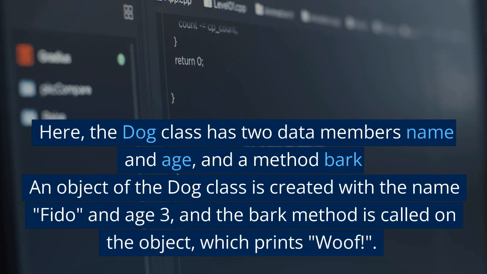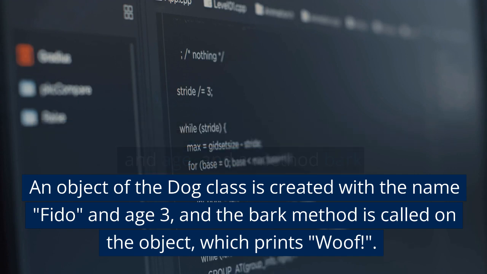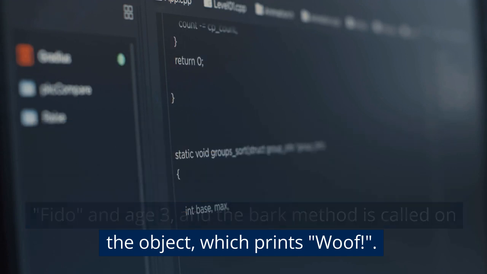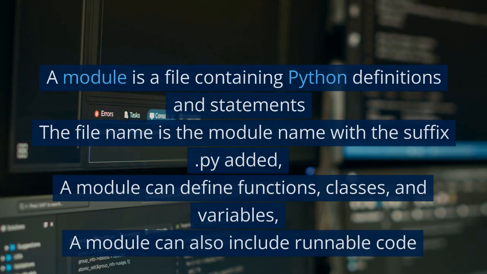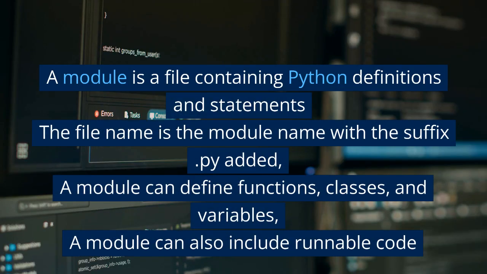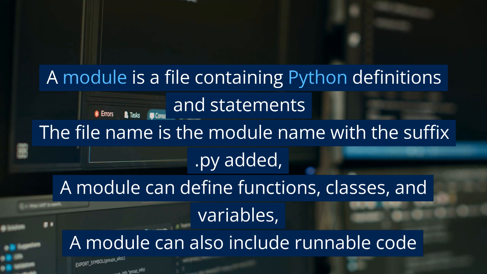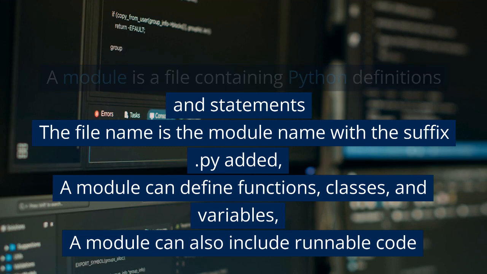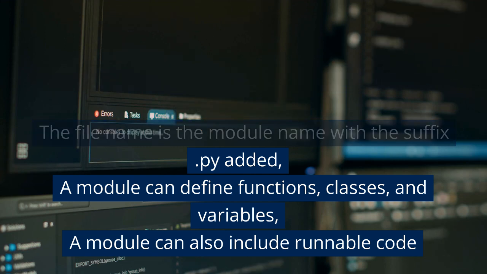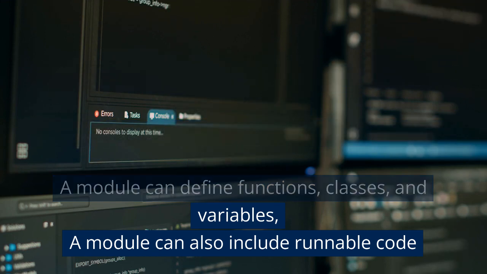Here, the Dog class has two data members, name and age, and a method bark. An object of the Dog class is created with the name Fido and age 3, and the bark method is called on the object, which prints woof. A module is a file containing Python definitions and statements. The file name is the module name with the suffix .py added. A module can define functions, classes, and variables. A module can also include runnable code.